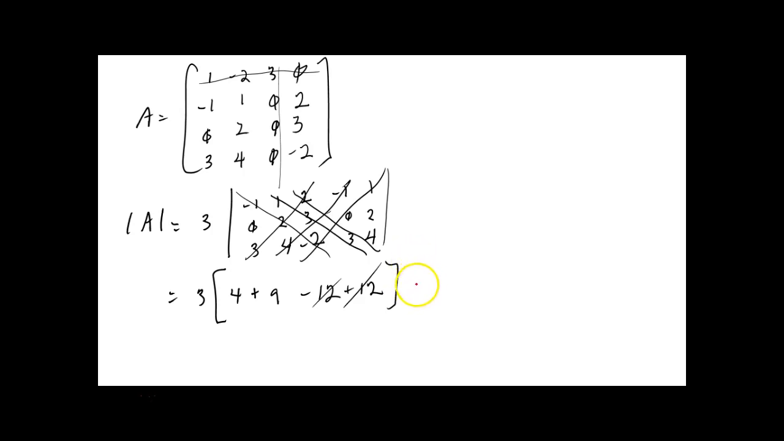So this is going to be 3 times, now it changed my ink color. So 3 times 13 is 39. There's the determinant of the matrix. I sure hope I did it right. Yes, I did.